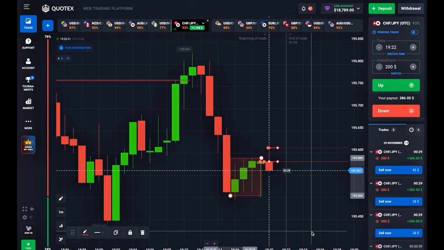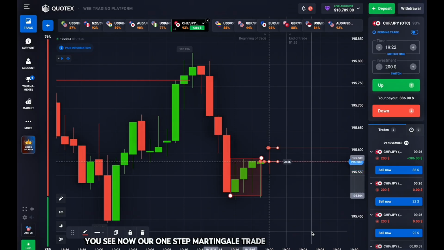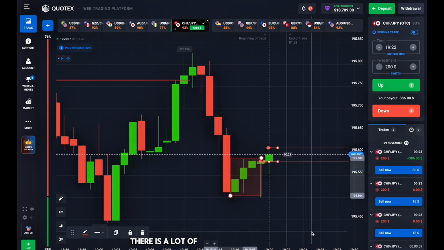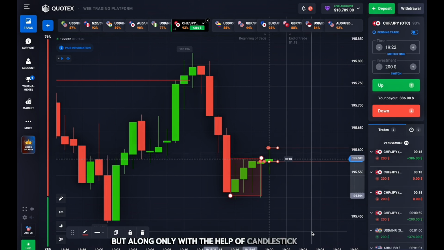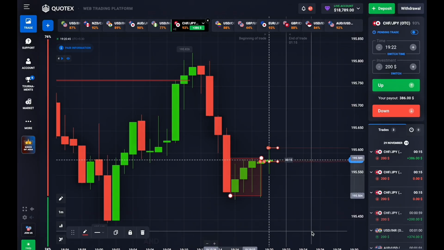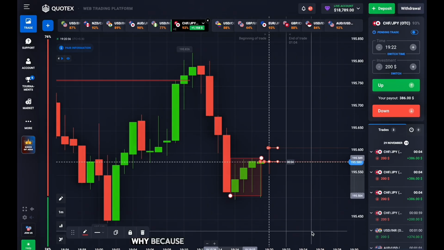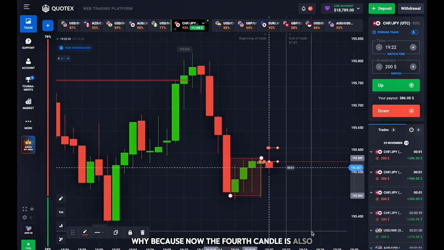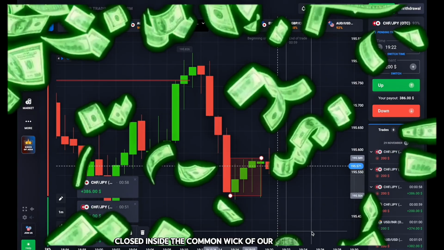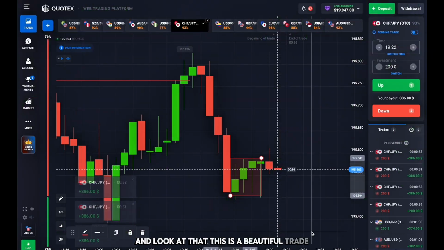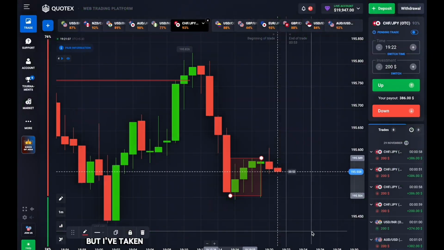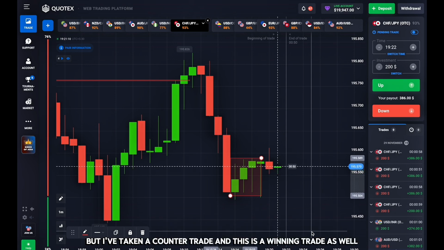Okay, you see now our one step martingale trade is going in our favor. There is a lot of bullish momentum going on, but with the help of candlestick patterns alone you can also take trades in binary option, and I've taken my one step martingale. The previous trade was refunded, but now I am very sure that this candle is going to be a red one. Why? Because now the fourth candle is also closed inside the common wick of our green candle, and look at that, this is a beautiful trade. The market is bullish, but I've taken a counter trade, and this is a winning trade as well. This was a counter trade.